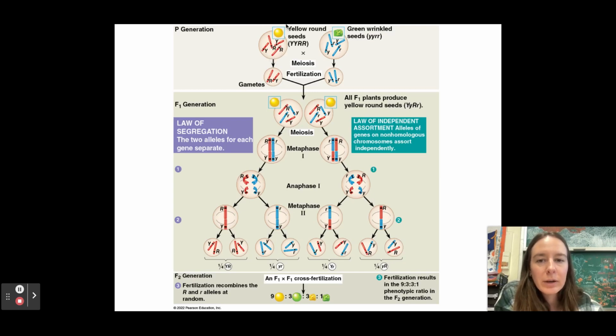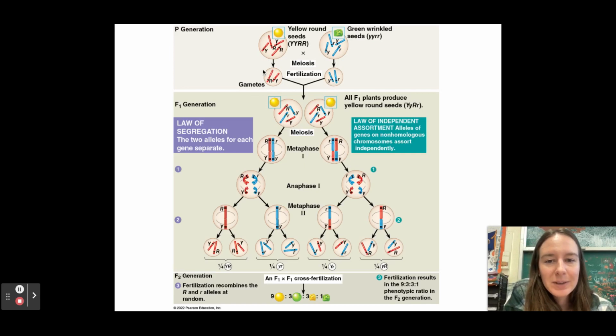If you went through meiosis and saw the result, all of the gametes would look like this. Same thing here, because basically all of the chromosomes for R are little r, and all the chromosomes for Y are little y. The only gametes you can make are little y, little r. Okay, so these are our gametes.